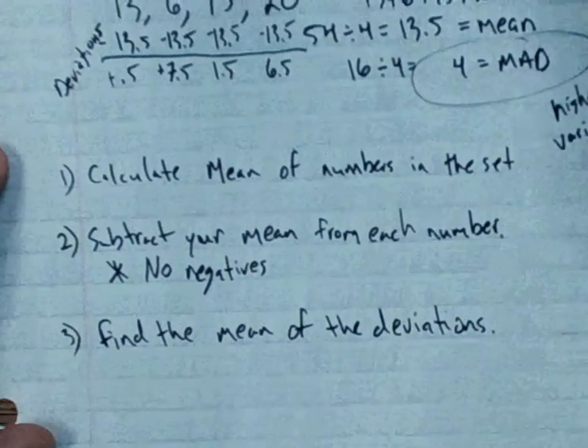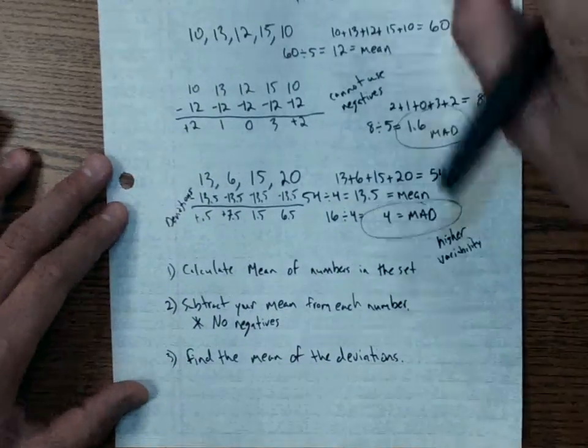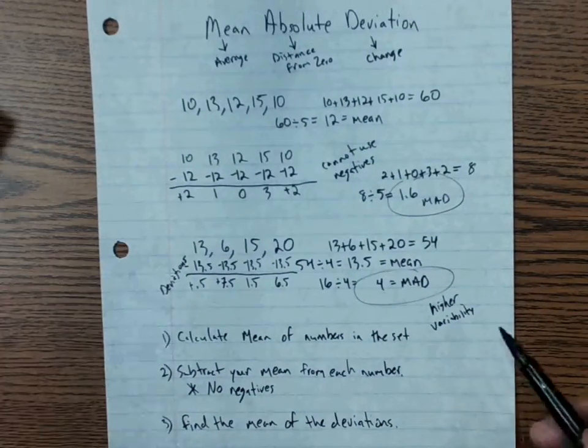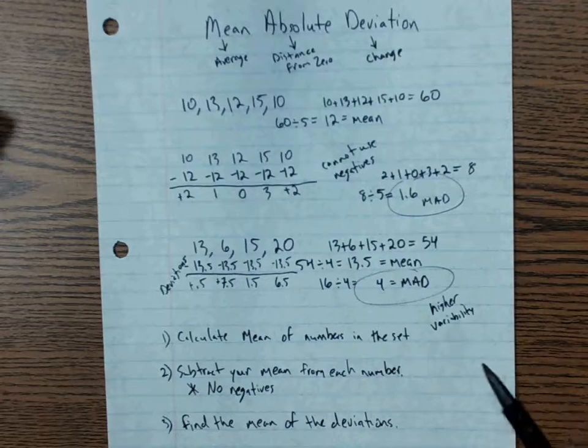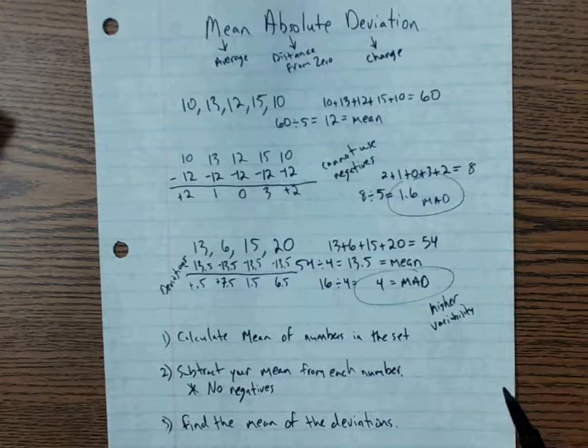Okay, hopefully this helps you out a little bit. This is a way to measure data, check its variability. So remember, the higher the variability, the less consistent the numbers are, or the higher the MAD is going to be.